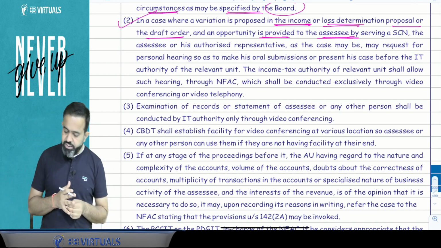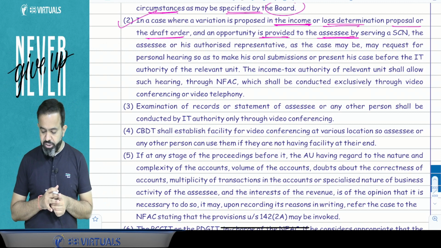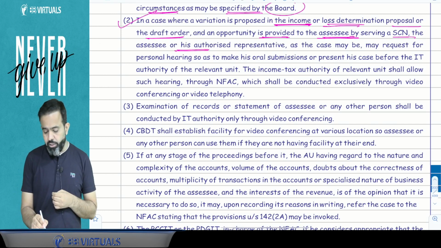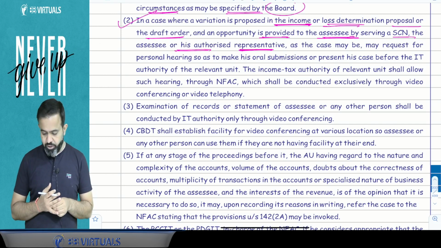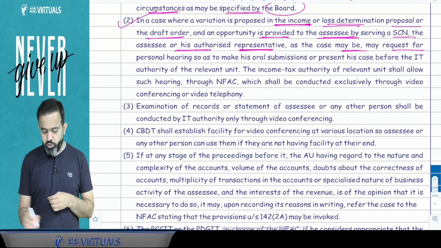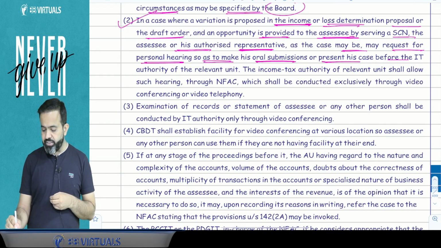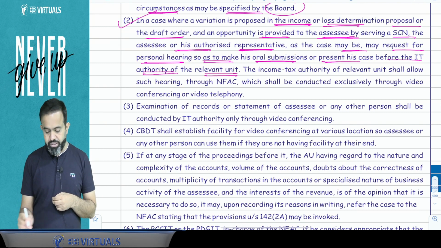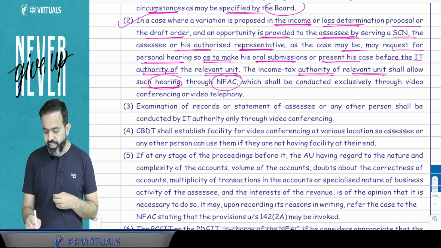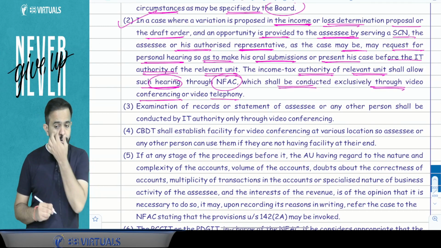In a case where a variation is proposed in the income or loss determination proposal or draft order, an opportunity is provided to the assessee by serving a show cause notice. The assessee or his authorized representative, as the case may be a chartered accountant, may request a personal hearing to make oral submissions or present his case before the IT authority of the relevant unit. The income tax authority of the relevant unit shall allow such a hearing through the NFAC, and it shall be conducted exclusively through video conferencing or video telephony.